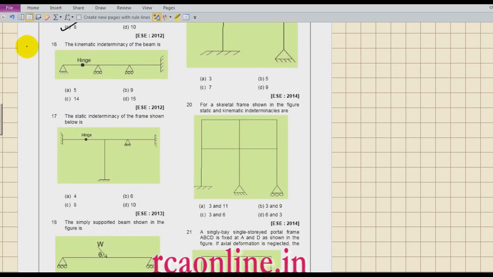Now let us do another. So the kinematic indeterminacy of the beam. So 1 here, 4 here, 2 here, 2 here. So what is the total? 9. Now static indeterminacy. How many cuts are required? 1, 2 and 3. So 3 into 3, 9. Okay, minus 1 here and minus 2 here. So total minus 3. So what is the answer? 6. So 6 is the answer.